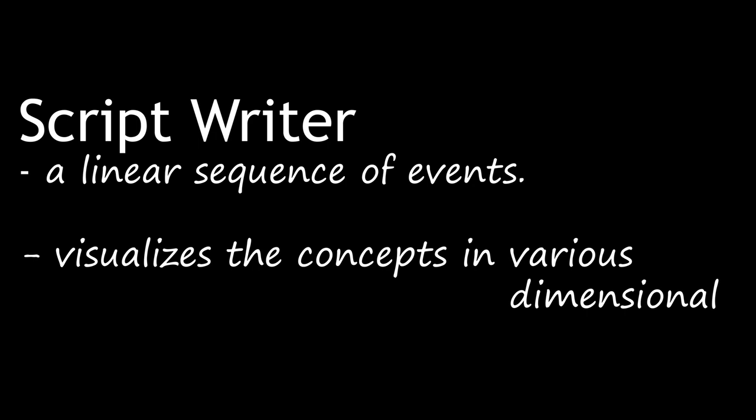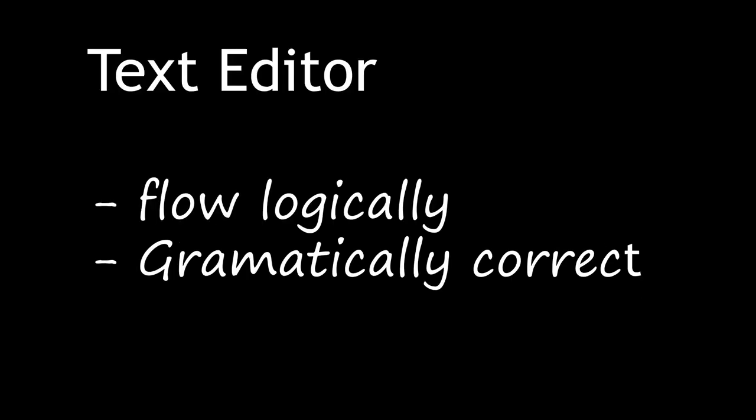Then the next one is the script writer. Whether it is a video, an animation, or a movie, whatever it may be, the script represents a linear sequence of events, and these writers must visualize the concept in various dimensions. If it goes like this, what will happen? If it goes like this, what will happen? So they must have multi-dimensional thinking, and then they will give the script in an extraordinary manner, so that the multimedia project will be a successful one. Next one is the text editor. The text should always be structured and the grammar must be correct.